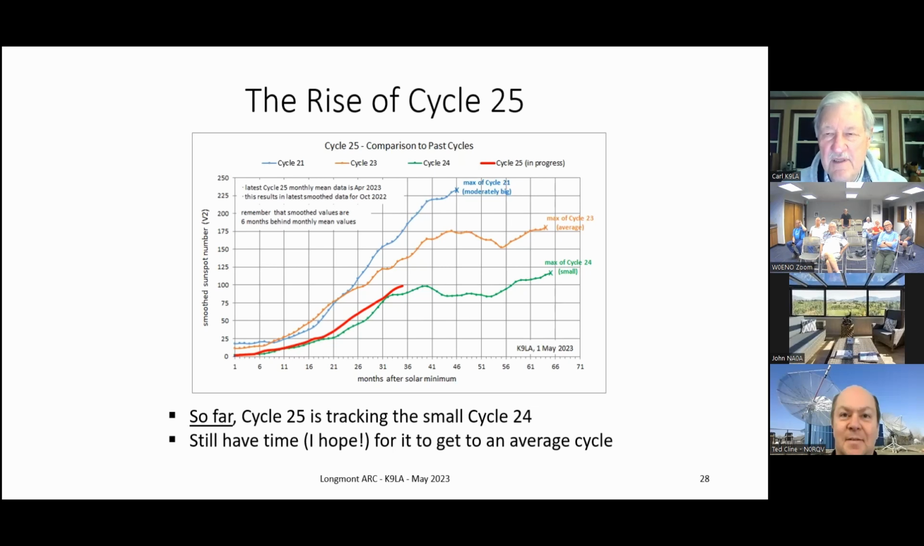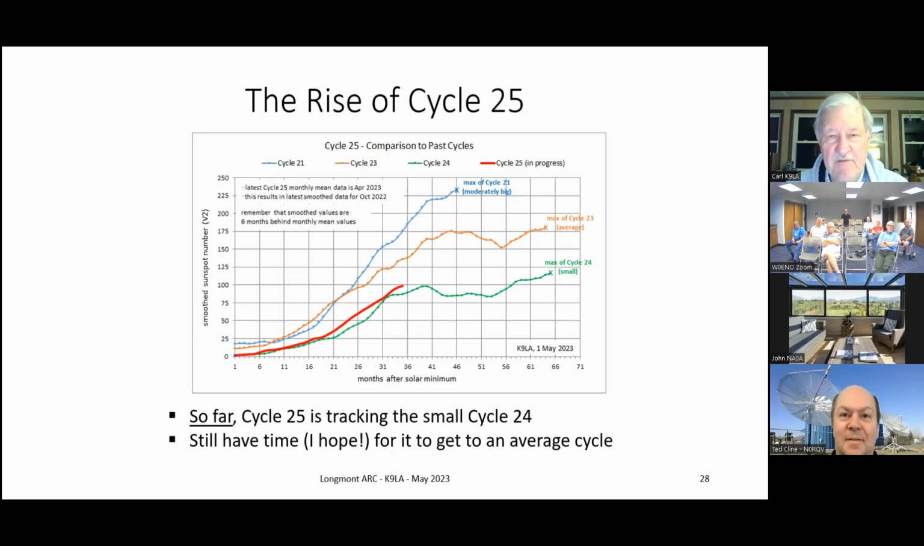Orange was an average cycle. If you take an average of the maximum of all 24 cycles, it comes out pretty close to what cycle 23 did. And the blue is a moderately big cycle, cycle 21, which peaked in 1979. And you can see right now, cycle 25 is tracking the small cycle 24. I believe we still have time for it to get to an average cycle, which means the higher bands will be better, more chance for 6 meters, but we'll just have to wait and see what happens.